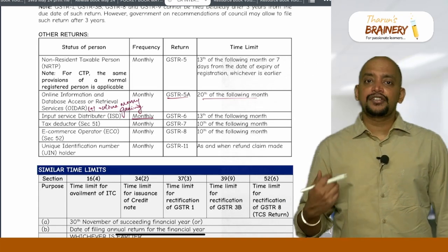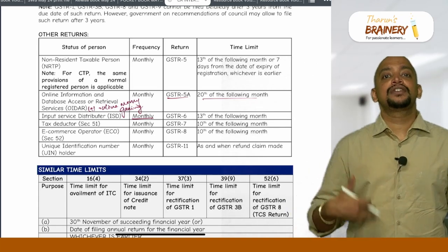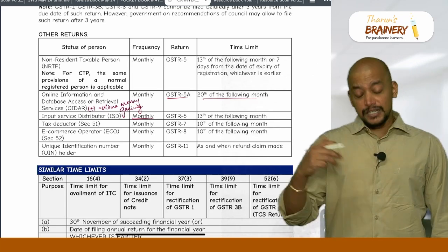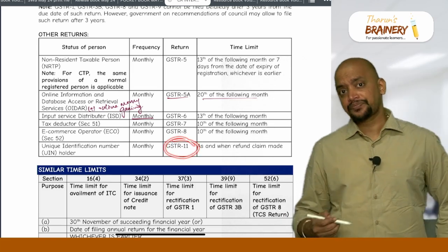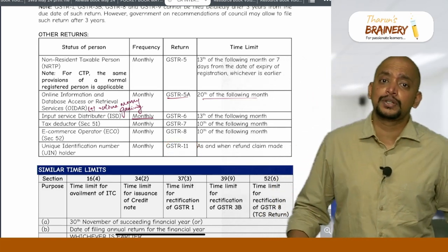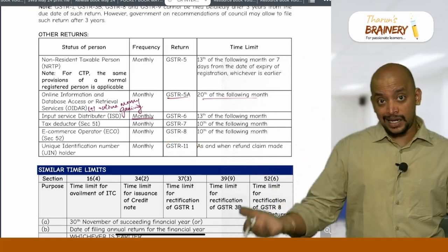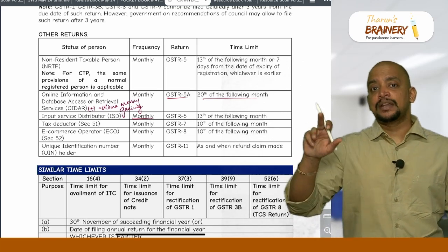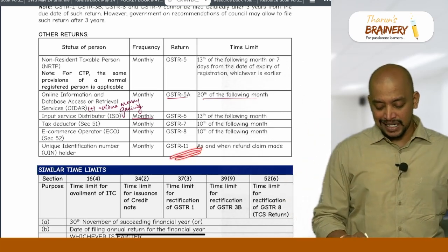So for claiming the refund, they need to get an identification number, so they will be given a UIN, unique identification number. These people are required to file GSTR 11. When is GSTR 11 required to be filed? As and when they file the refund claim, at that time they need to file this GSTR 11.